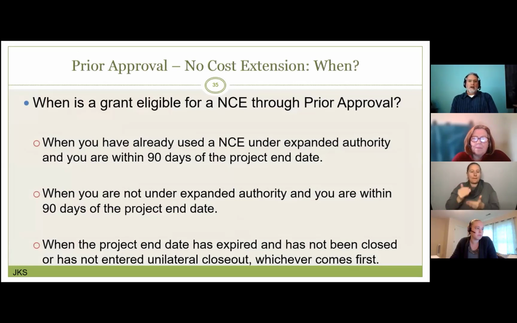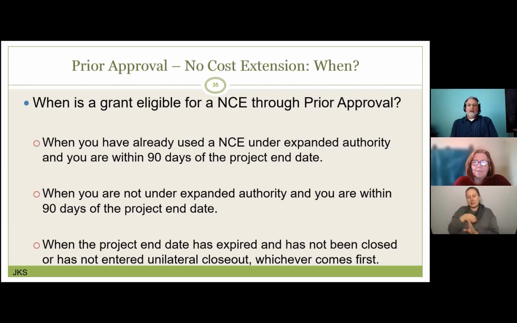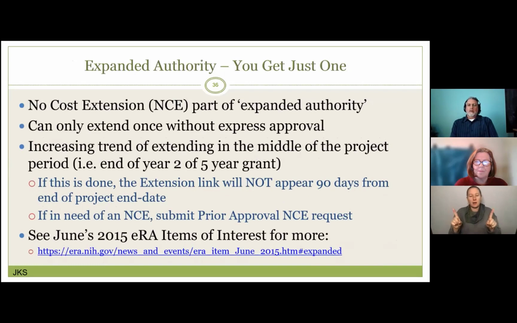So when you can do the prior approval, as we said, it was 90 days to the project end date. And you can do it with approval if you're not under what's called the expanded authority, which is the automatic process when you're within 90 days. Or if the project end date has expired, but you haven't closed out the award yet, you'll need to do it through the interface and not through that link, because the link will not be available at that point. So there are a variety of scenarios, but it's basically just asking for that extended time.